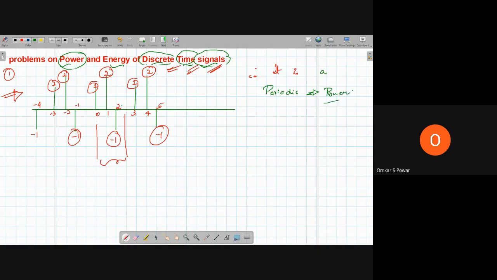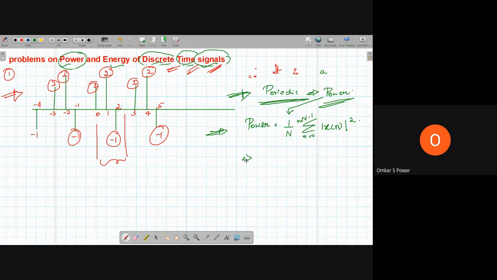Okay. Now, what is the power? Power is equal to 1 by N, summation n equal to 0 to N minus 1, mod x of n the whole square. So the first step is to identify what kind of signal it is. The second step, after finding what kind of signal it is, is to find the power or energy. So what is the formula for power? 1 by N summation n equal to 0 to N minus 1 mod x of n the whole square.